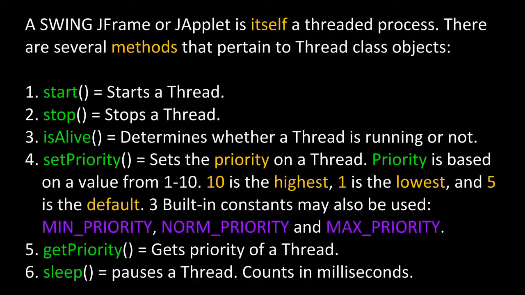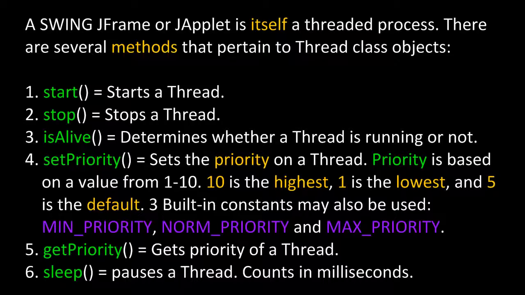There are several methods that pertain to thread class objects. Start starts a thread. Stop stops a thread. IsAlive determines whether a thread is running or not. SetPriority sets the priority on a thread. Priority is based on a value from 1 to 10. 10 is the highest, 1 is the lowest, and 5 is the default. There are also 3 built-in constants which may be used: MIN_PRIORITY, NORM_PRIORITY, and MAX_PRIORITY.